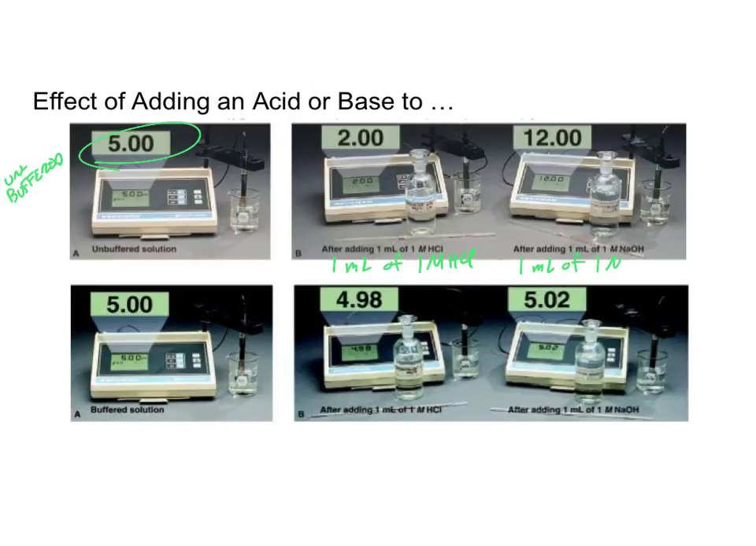If I add 1 milliliter of 1 molar NaOH, the unbuffered solution with a pH of 5 jumps up to 12. That's crazy. It is.